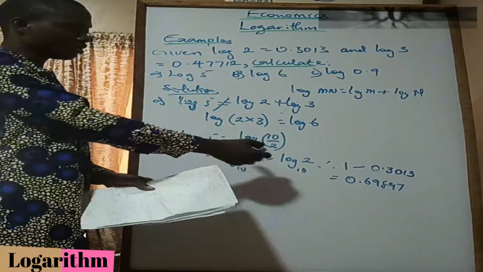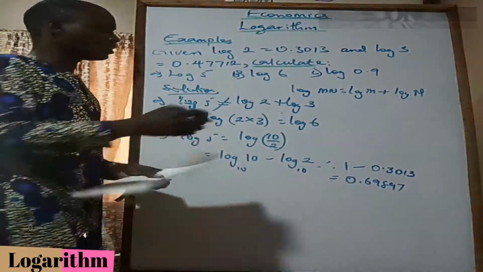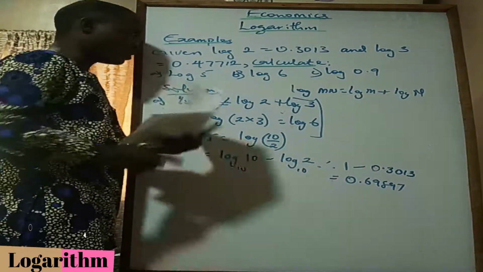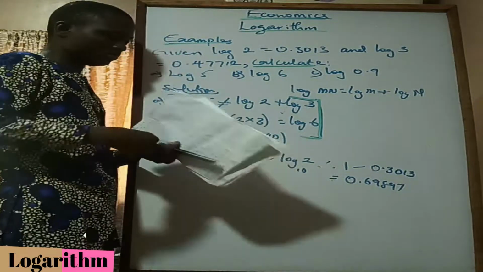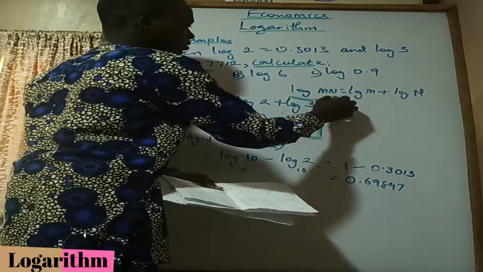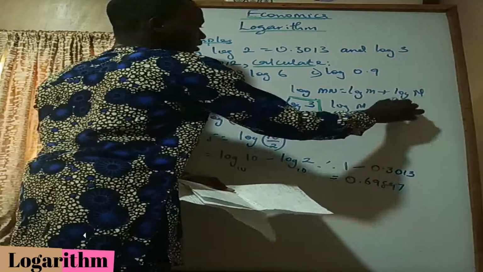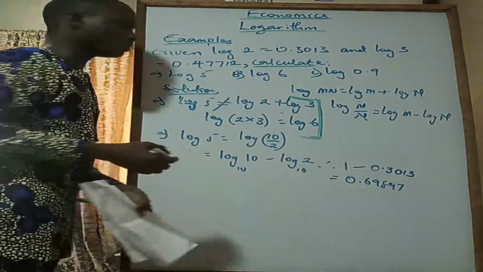Okay, so we use the second rule here to get our answer. That second rule that I wrote as log m over n. So we say log m over n equals log m minus log n. So that's what we just quickly improvised in this case.